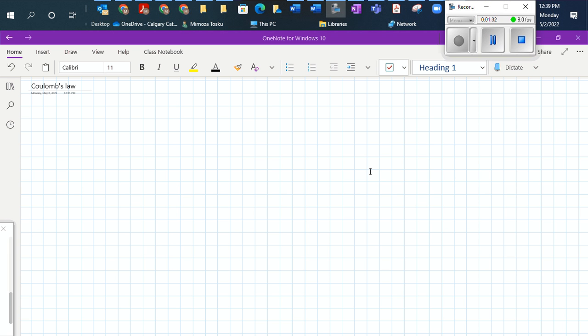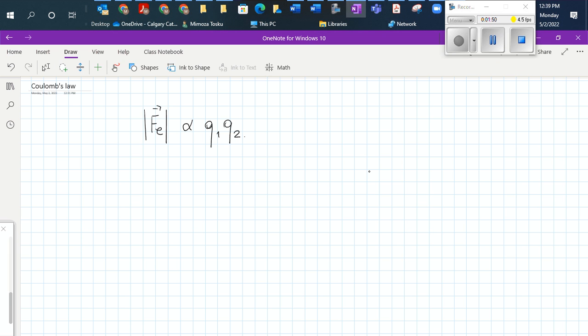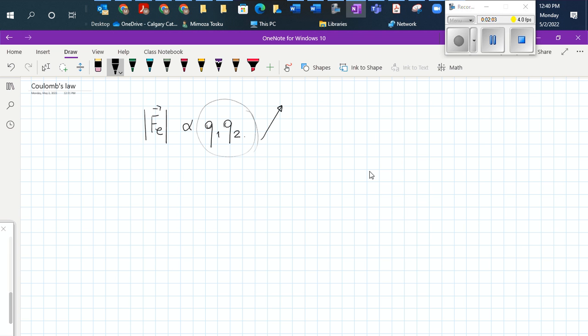The finding that Coulomb had through this law is that the magnitude of the electrostatic force between the two charges is in direct proportion to the product of the two charges Q1 and Q2. Again, what did we say that direct proportion is? It is that if you increase one side of the relation at a certain rate, then the other side increases at the same rate.